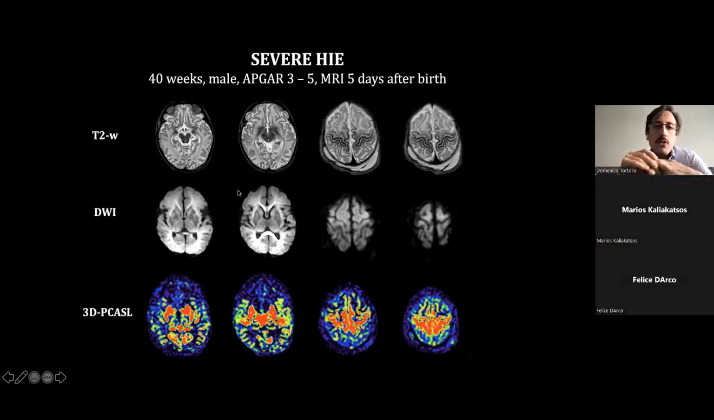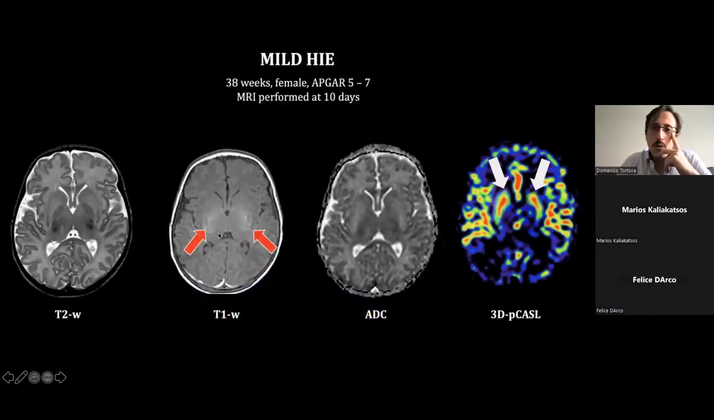And here you can see the most frequent pattern on ASL images that you can find in asphyxiated neonates: the hyperperfusion of gray matter structures, involving in particular the deep gray matter and the cerebral cortex in the Rolandic region. ASL can probably be more useful when you have a milder form of hypoxic ischemic encephalopathy, characterized by small abnormalities in the brain structures.